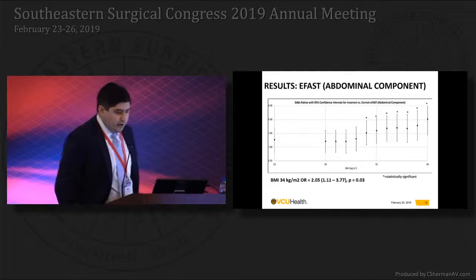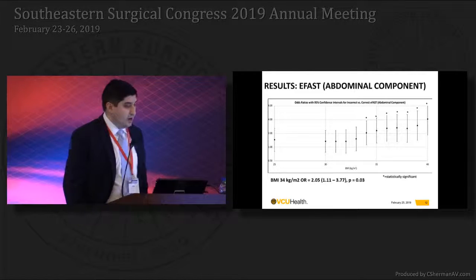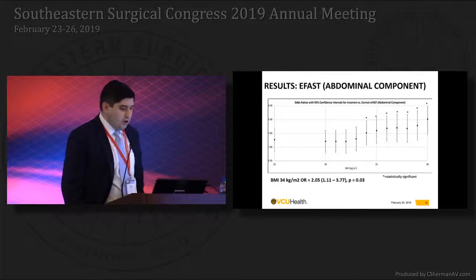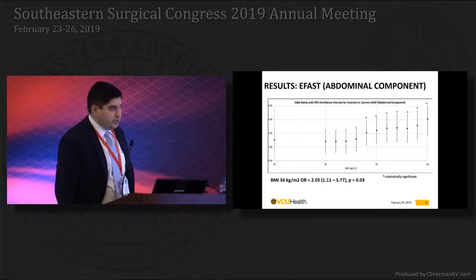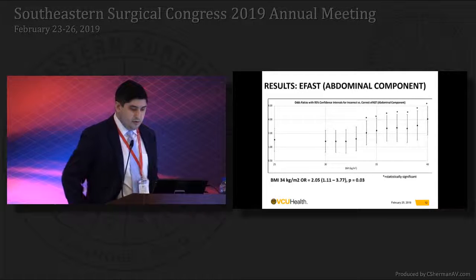When looking at our univariate analysis here for the abdominal component of our EFAST exam, with the BMI being on the x-axis and odds ratio being on the y-axis, we found that at a BMI of 34, we start to see a statistically significant increase in the odds that the EFAST is going to be inaccurate. At the BMI of 34, the odds ratio is 2.05 with a p of 0.03.